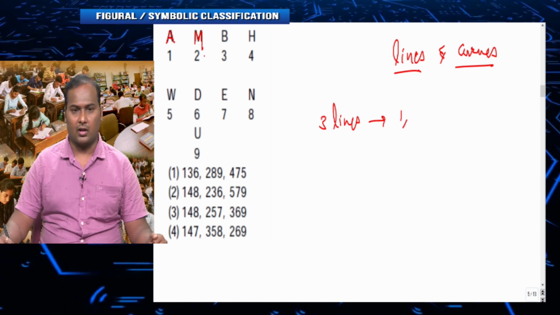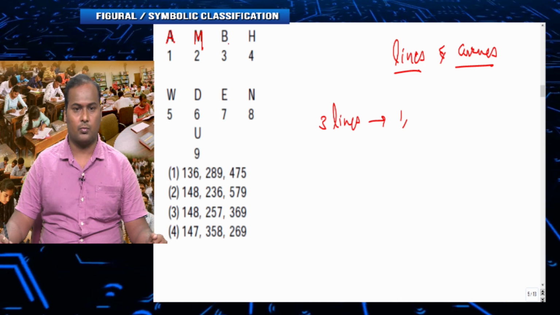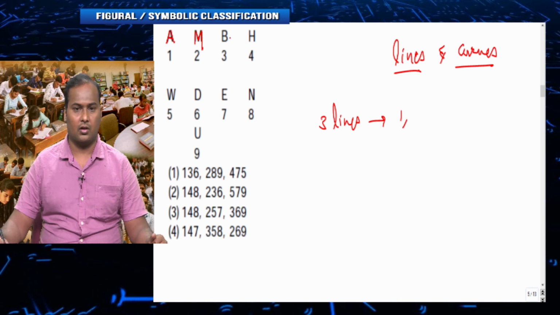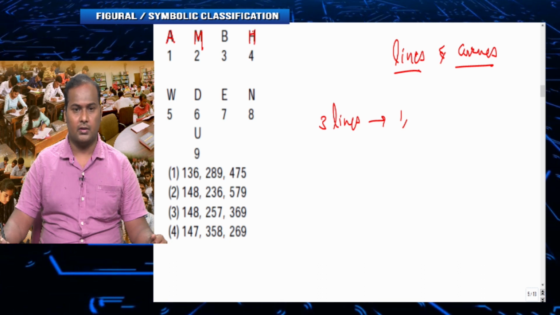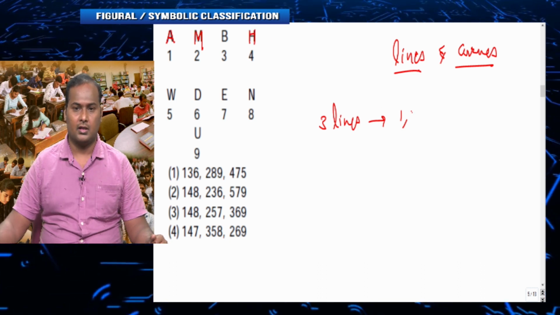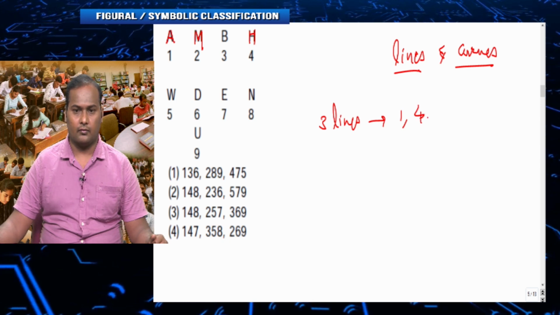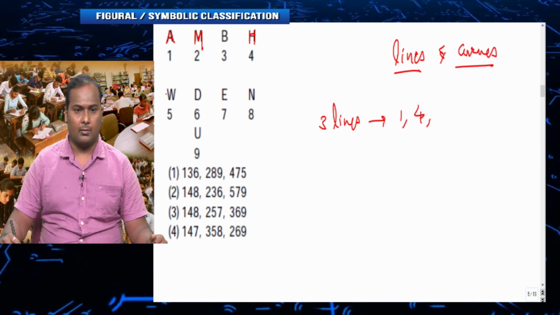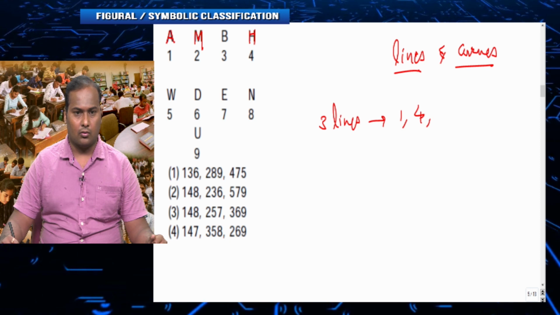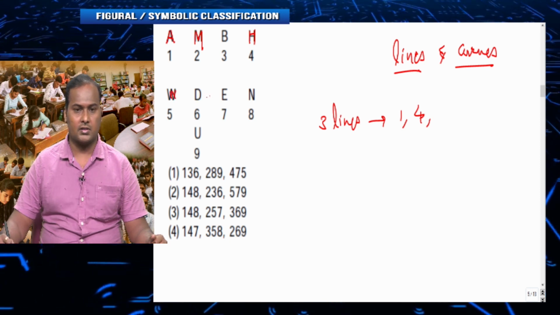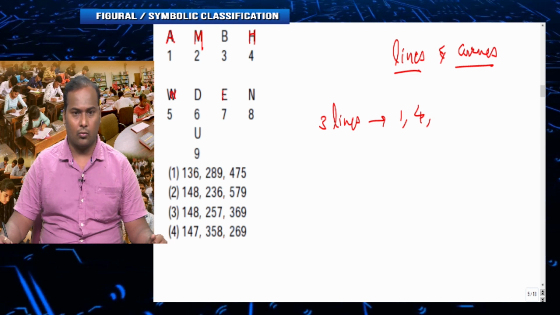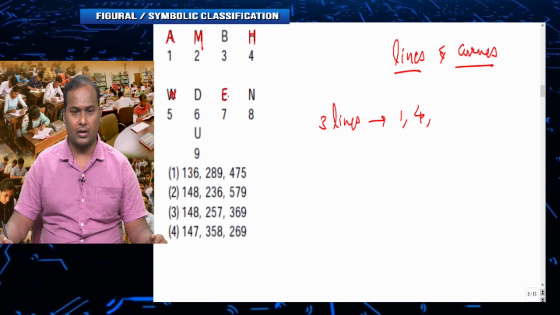Next one, M, already we know it is formed with 4 lines, so not possible. B, curve is there, not possible. Come to H now, 1, 2, 3. So here also we are having how many lines? 3 lines. So again 4. Then W, in W also 1, 2, 3, 4 lines are there. D, curve is there. E, again E, 1, 2, 3, 4 lines are there.